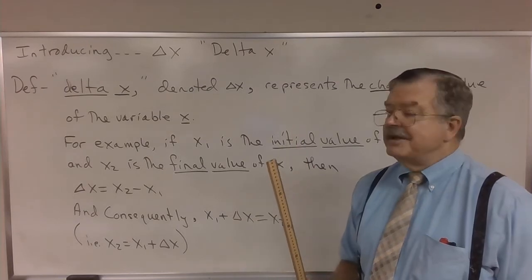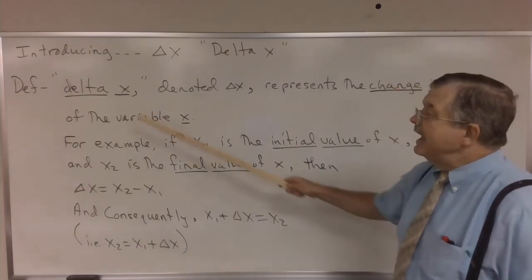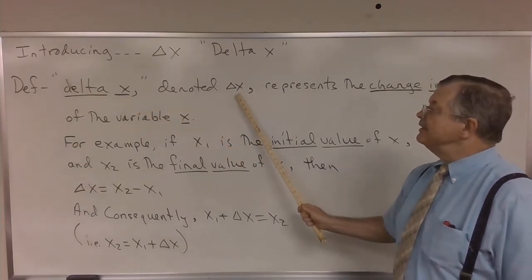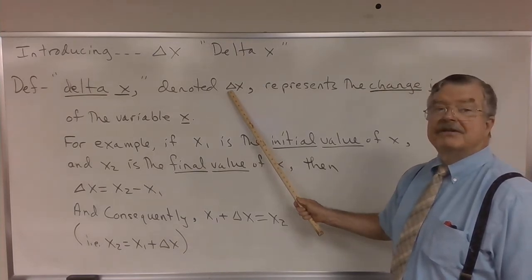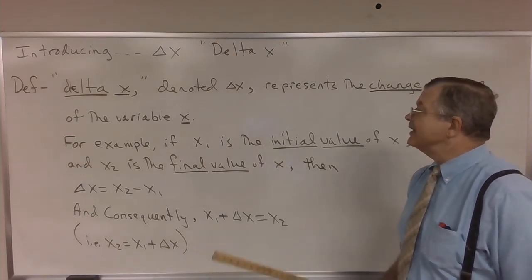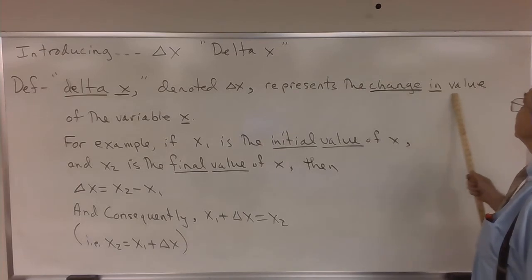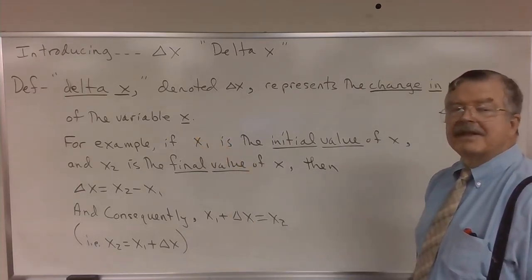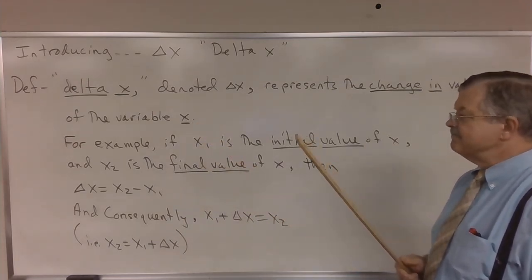We use the delta notation in a similar fashion in math. And here we're going to define delta x, which we denote this way. In this triangle, that's the Greek letter delta. So this is delta x. And delta x represents the change in the value of the variable x. So delta x is the change in x.